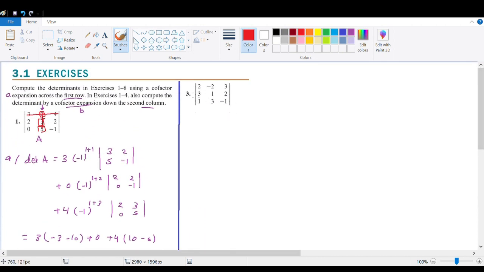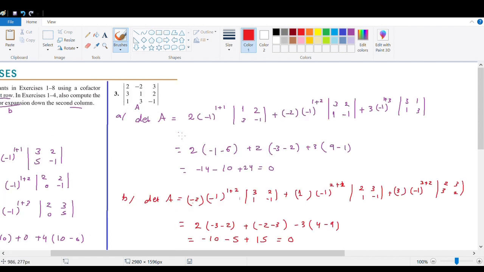Now we need to go also through this one, and find the determinant using the first row and then the second column. So the first part we do by evaluating the determinant using the first row. Then the second one is using the second column. We get the same determinant, which is 0 here and also 0 here.